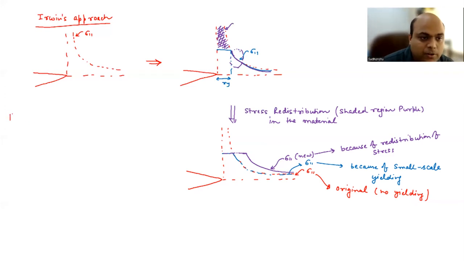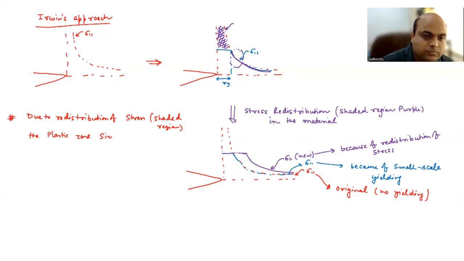So overall, due to redistribution of stress, which is the shaded region, the plastic zone size increases from Ry to now Rp.